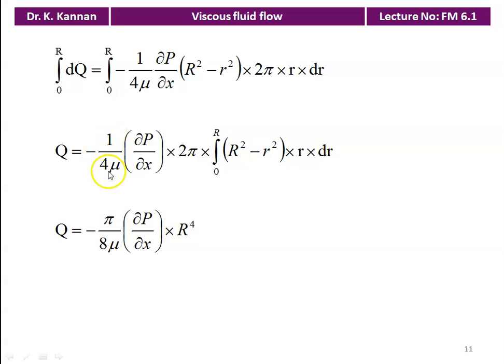Minus 1 by 4 mu dou p by dou x and 2 pi are constant, and we integrate (capital R square minus small r square) into r dr. So integrating and substituting the limits here, discharge equals minus pi by 8 mu into dou p by dou x into R to the power 4.